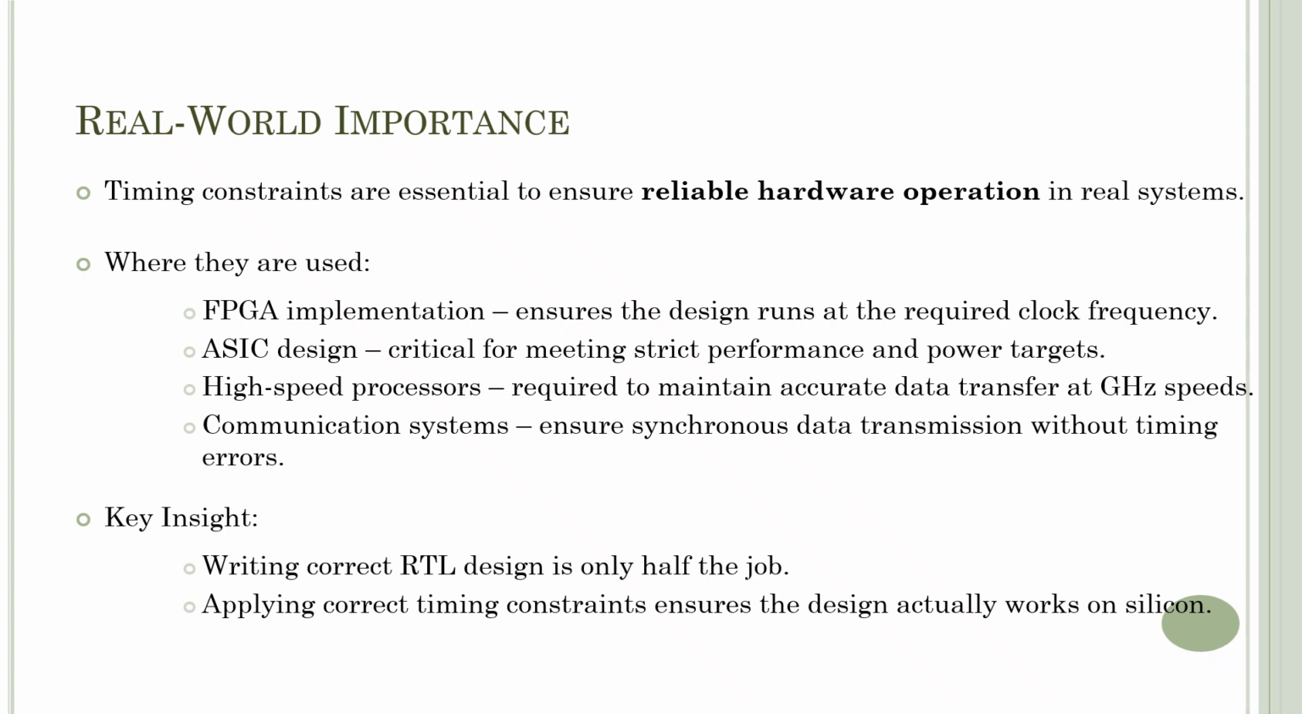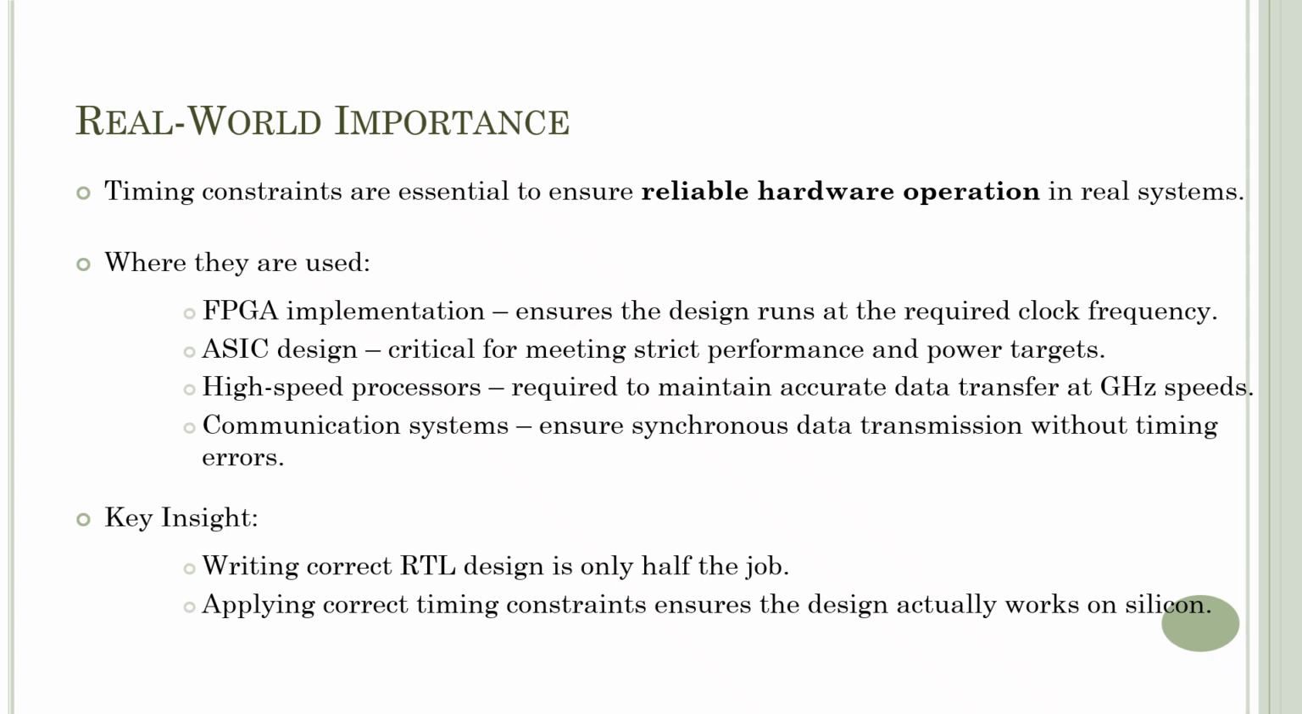Let's discuss the real world importance of timing constraints and why they are critical in practical digital system design. Timing constraints are essential because they ensure that a digital circuit operates reliably and correctly in real hardware systems. When we write RTL code, we mainly describe the functional behavior of the circuit. However, in real hardware, signals must also meet strict timing requirements so that data can move correctly through the system. This is where timing constraints become extremely important.